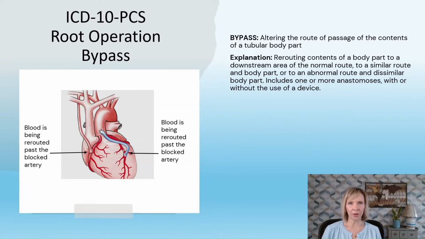Because the graft creates a new route for blood to flow around the blocked part of the coronary artery, in ICD-10-PCS, this procedure is classified under the root operation bypass, which is defined as altering the route of passage of the contents of a tubular body part.